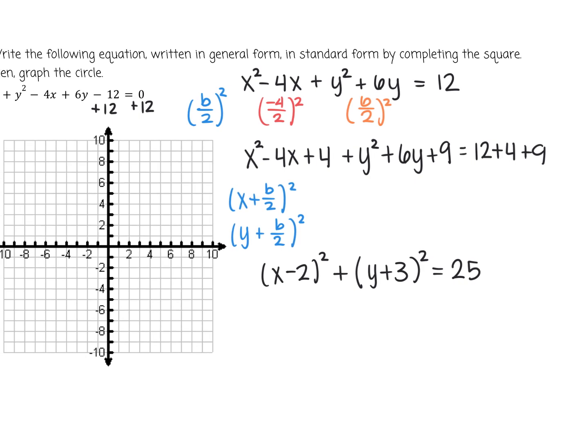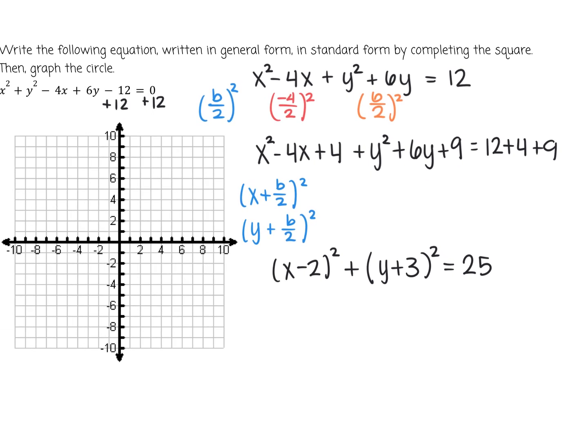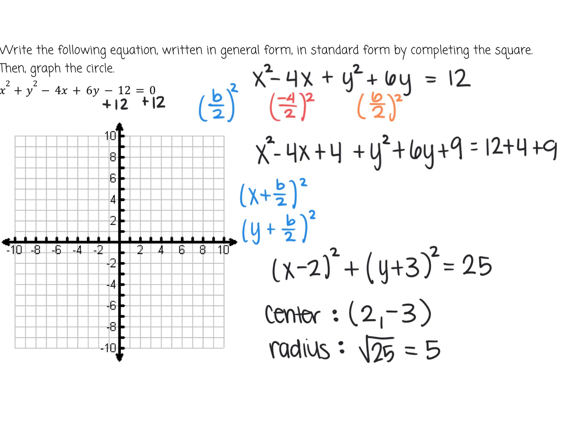So if I want to graph that circle, I need to find its center and its radius. So the center is the opposite of what's with x and y. So if I have x minus 2, that's going to be a positive 2. y plus 3 is going to be negative 3. The radius, I'm going to take the square root of my constant. So the square root of 25, which is 5. So I'm going to go to the point (2, -3), and that's going to be my center.